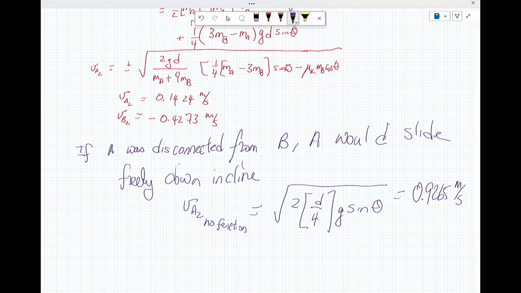Go ahead. The VA2, are you missing a closing bracket before the... Yeah, probably. It's not important, it's there.